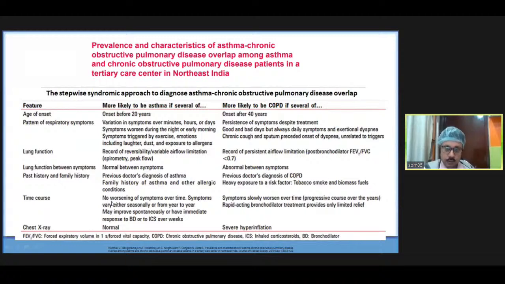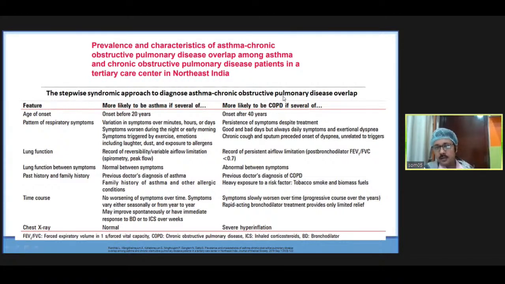And usually there is no worsening of symptoms over time. Symptoms may vary seasonally or from year to year, but may improve spontaneously or with an immediate response to a bronchodilator. Usually the chest X-ray is normal. So the asthma patient is usually episodic. The most important factor is the younger age of onset. It is episodic, and in between the attacks the patient is usually normal. There is usually a family history, a history of allergy or atopy, and chest imaging is usually normal.